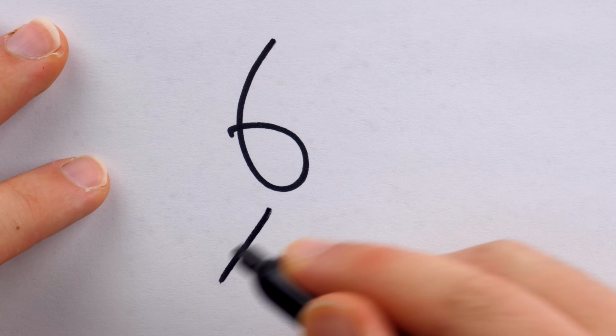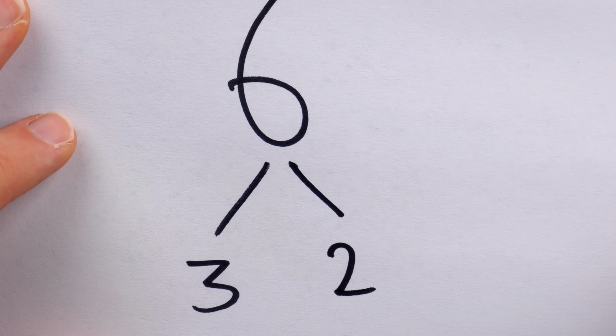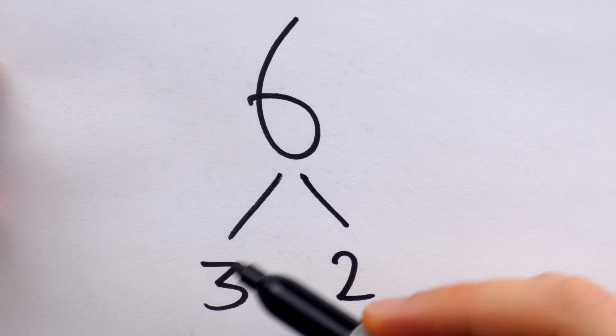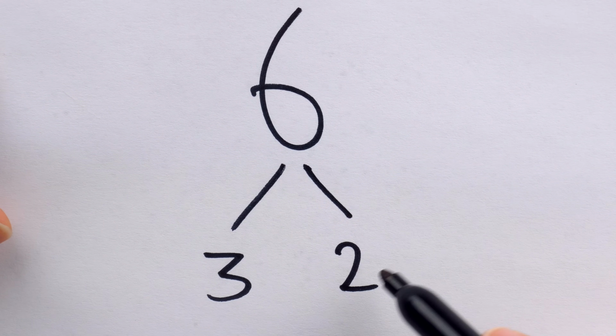Next up, divisibility by 6. Oh, that is easy because 6 is equal to 3 times 2. So to be divisible by 6, a number just has to be divisible by 3 and divisible by 2. And we've already discussed divisibility rules for both of those.